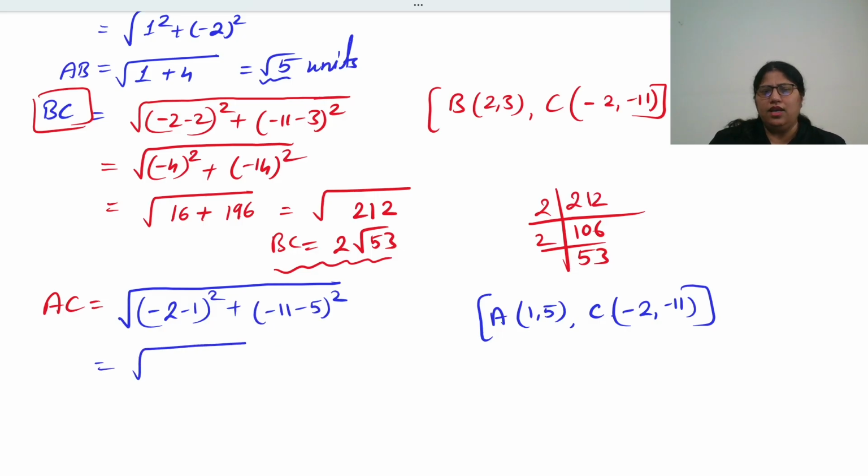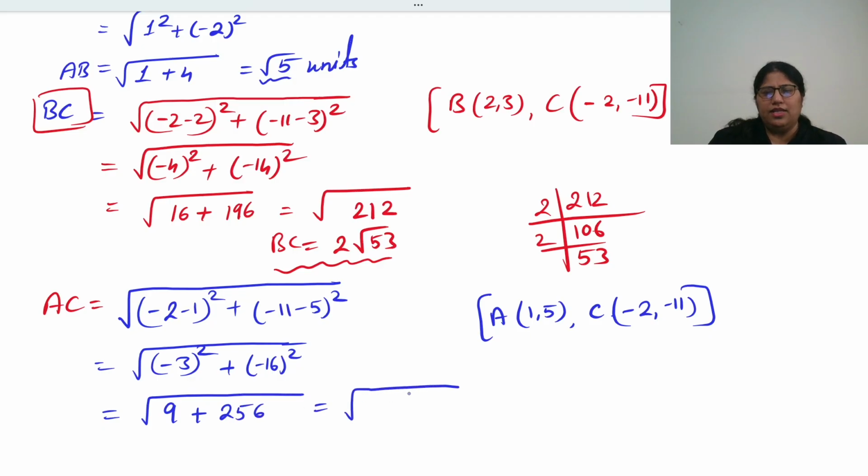So what's my answer here? (-3) whole square plus (-11 - 5 is -16) whole square. Now if I take this, it is going to be 9 plus 256. What is going to be the sum here? 9 plus 256 will be 265.